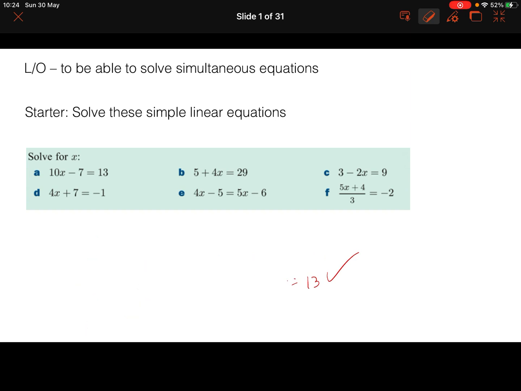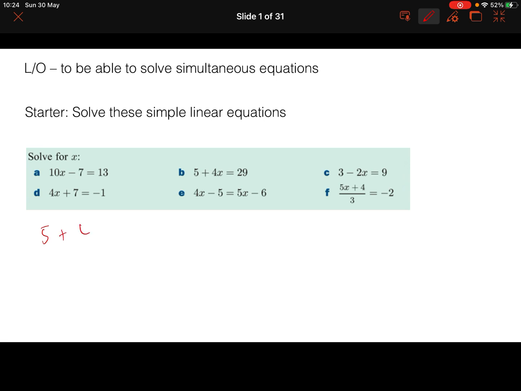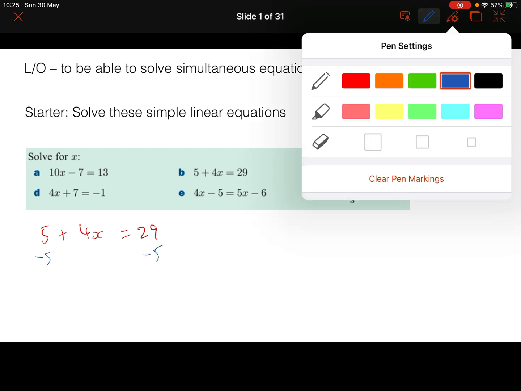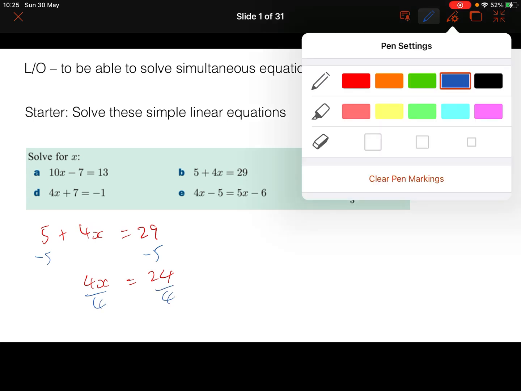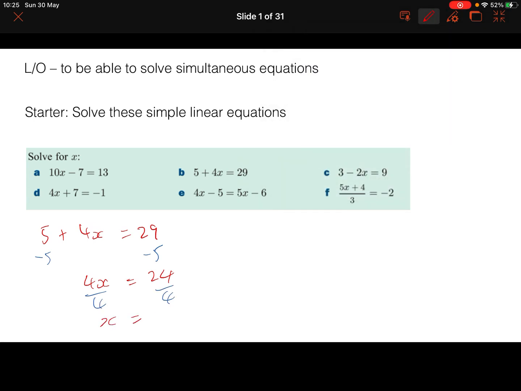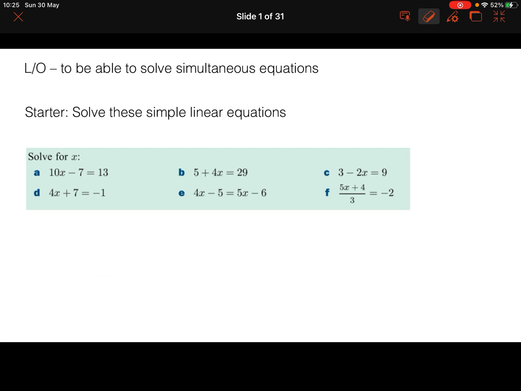That's A. Let's go for B: 5 plus 4x equals 29. I'm simply going to subtract 5 from both sides of the equation, so 4x equals 24. Divide both sides by 4, and x is equal to 6. And again, you can do a little check. I won't do that to save time; you can do that yourself.